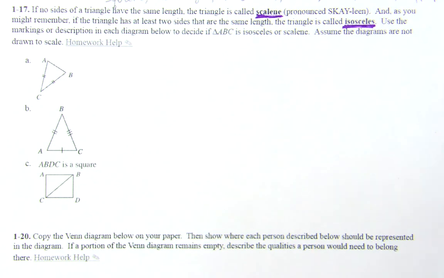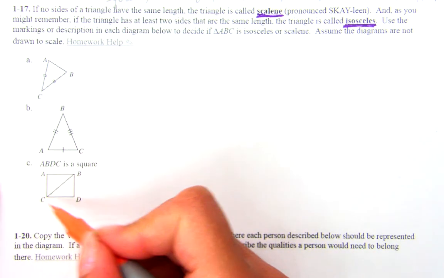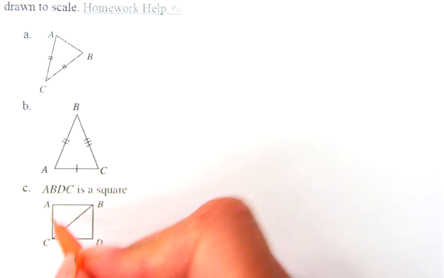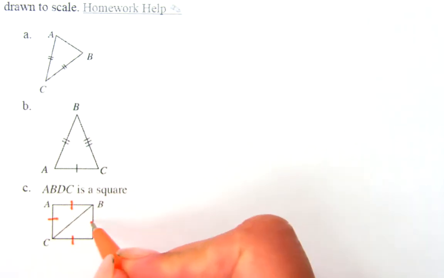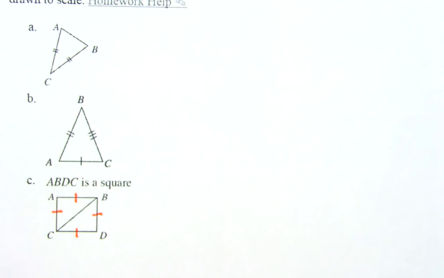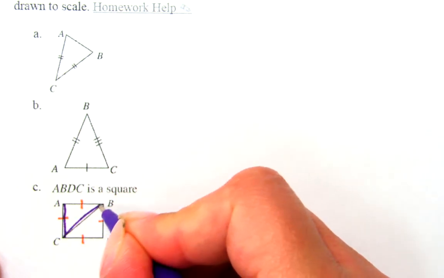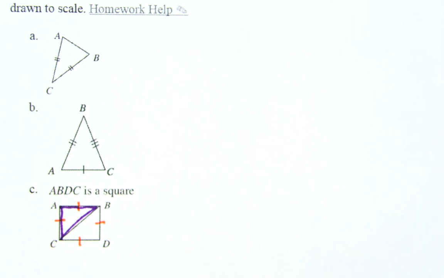Use the markings or description in each diagram below to decide if triangle ABC is isosceles or scalene. Assume the diagrams are not drawn to scale. So please don't fall for the trick of part C. Part C is asking you for triangle ABC. It's letting you know that the whole thing ABCD is actually a square. So if it's a square, that should give you an indicator that all 4 sides are going to be the same. So then for triangle ABC, which is technically this purple one right here, what type of a triangle is that? Is it scalene or is it isosceles?